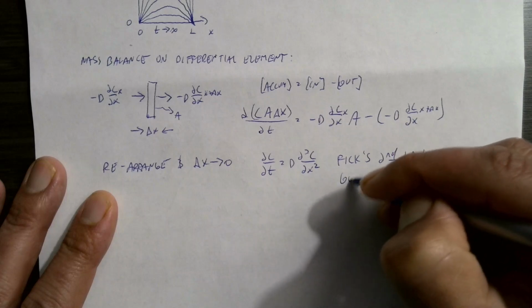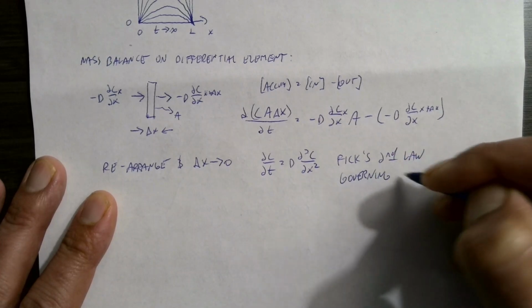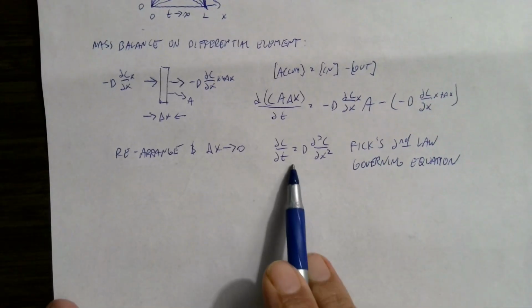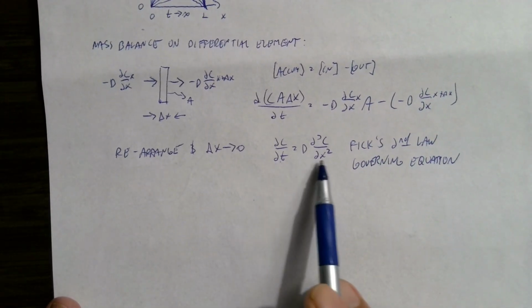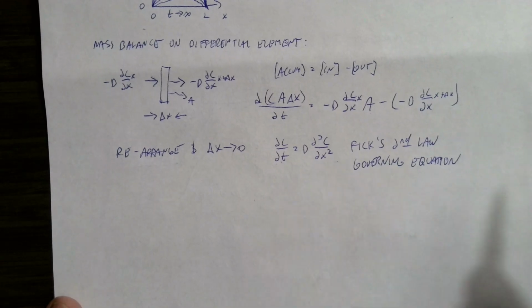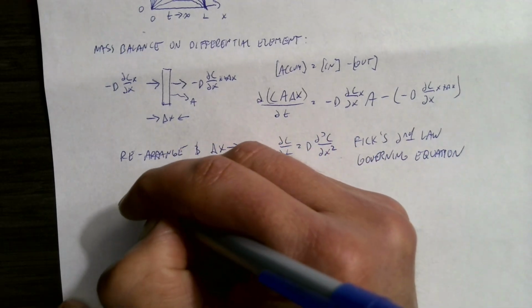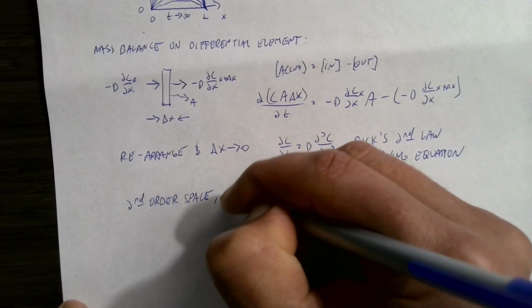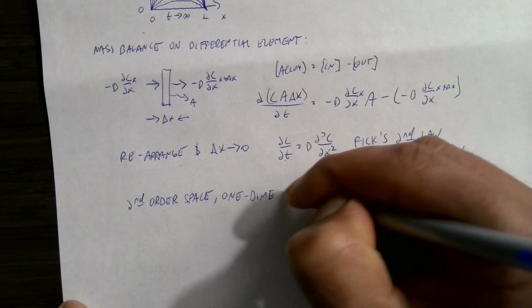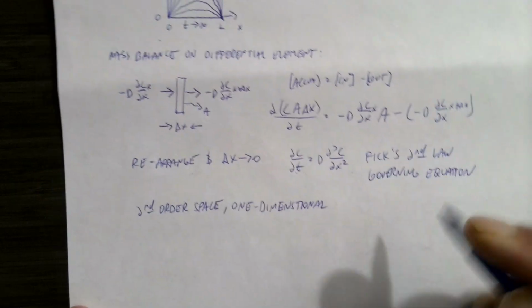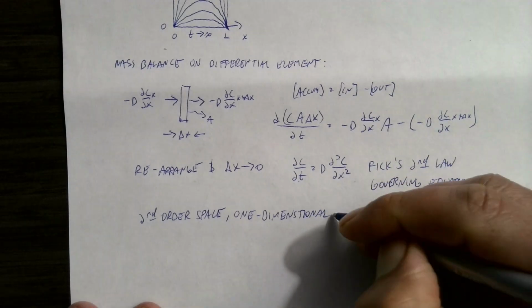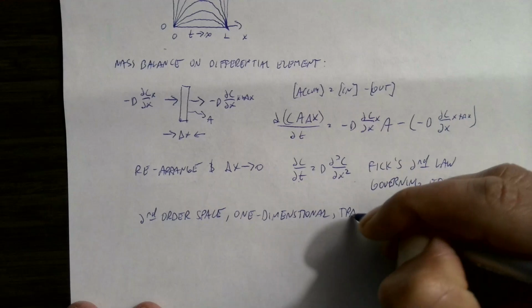And this is our governing equation. Okay, so this is a partial differential equation because it has a derivative with respect to time and derivatives with respect to x. It is second order in space, and it's one dimensional because it's only x. Here we're imagining that this is all happening this way, but it's not coming at us or going up and down. You can have diffusion in those other dimensions, but we're just doing this. So second order in space, one dimensional, it's a transient.